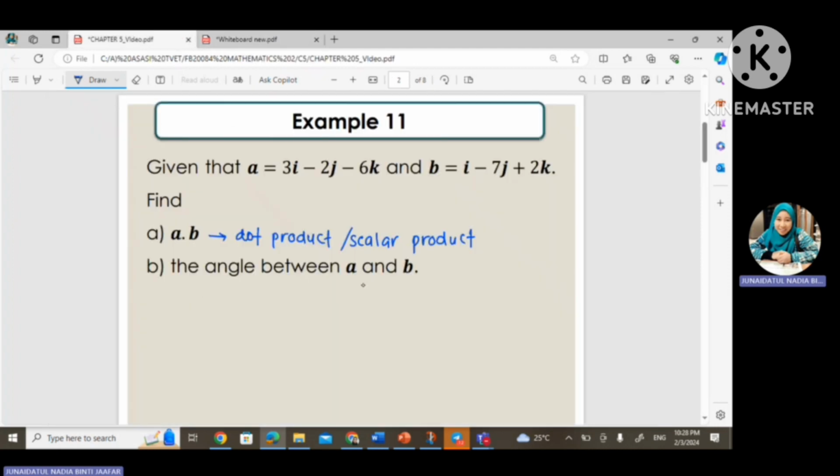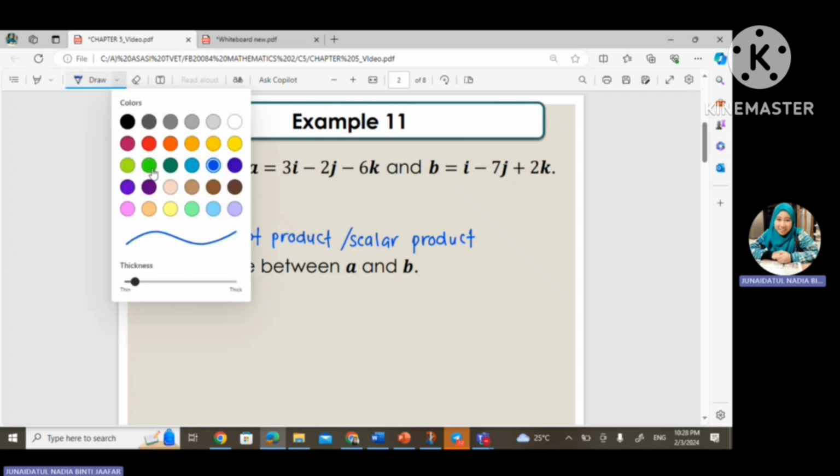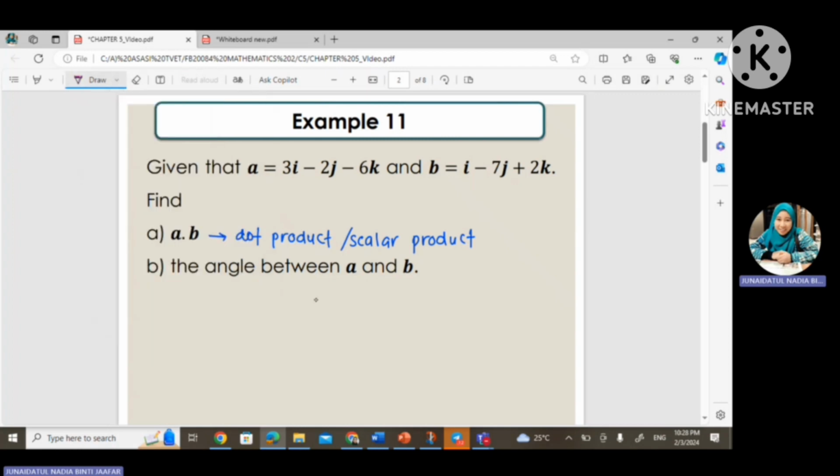Okay, so question B, the angle between A and B. The formula for the angle between A and B is cos theta equals A dot B divided by the magnitude of A times the magnitude of B. A dot B we already have from question A. So now we must find the value of the magnitude of A and the magnitude of B.